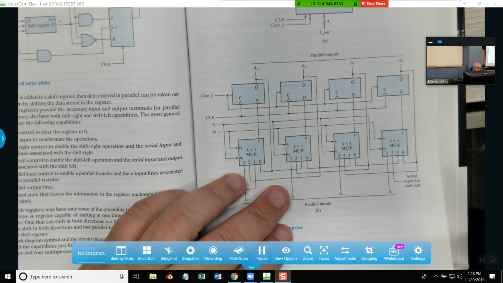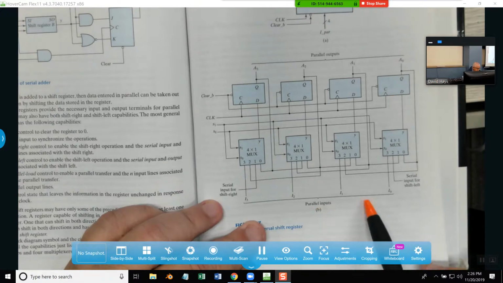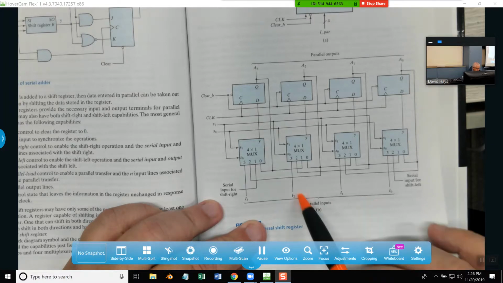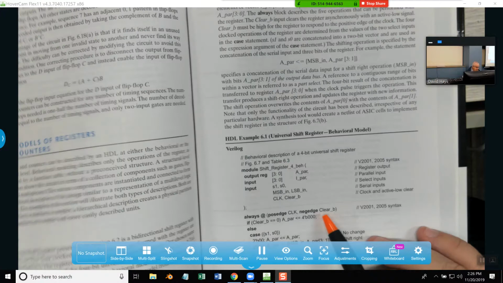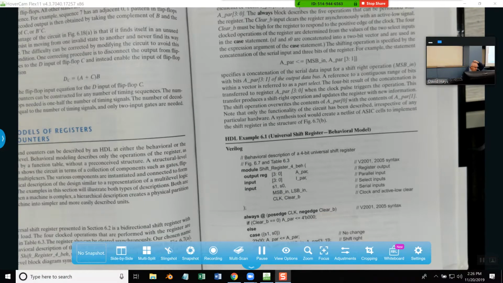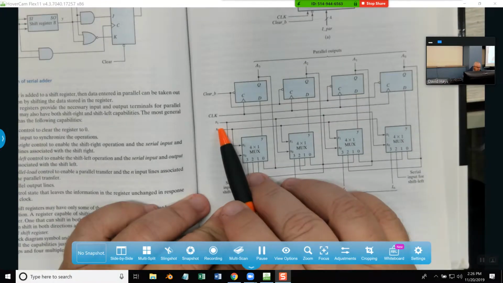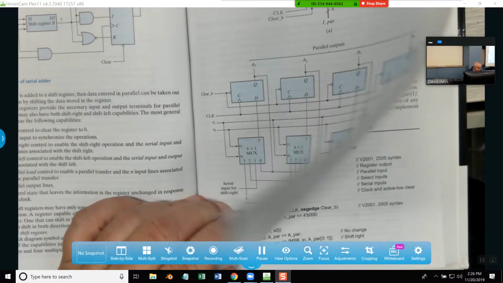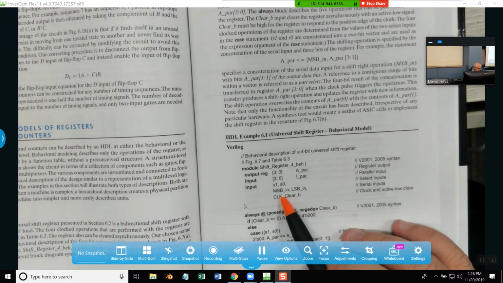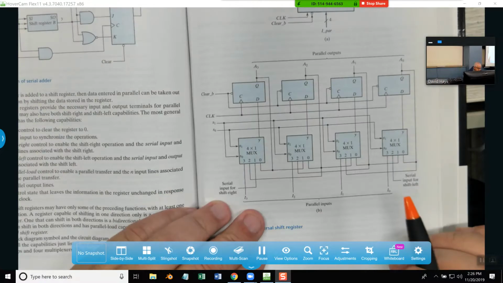We got our most significant bit and least significant bit, MSBN and LSBN. That's up here. That's for each one of these shift registers. We have that coming in, and that coming in. And then we got our CLK and clear B. Our clock, which is right here, and our clear B.